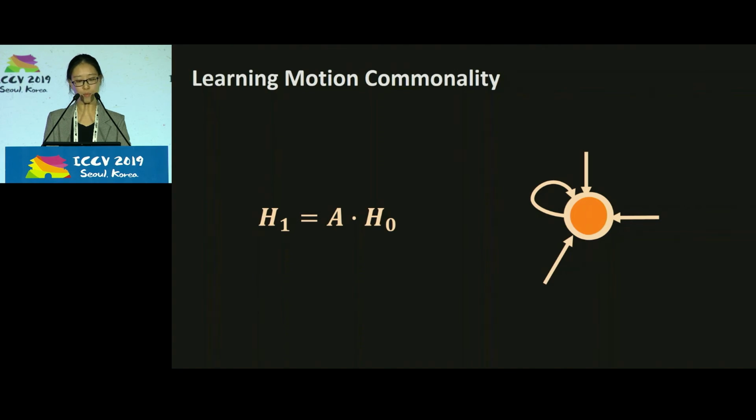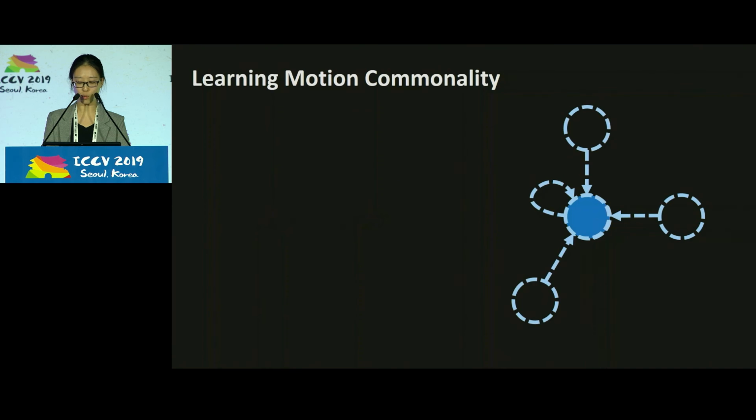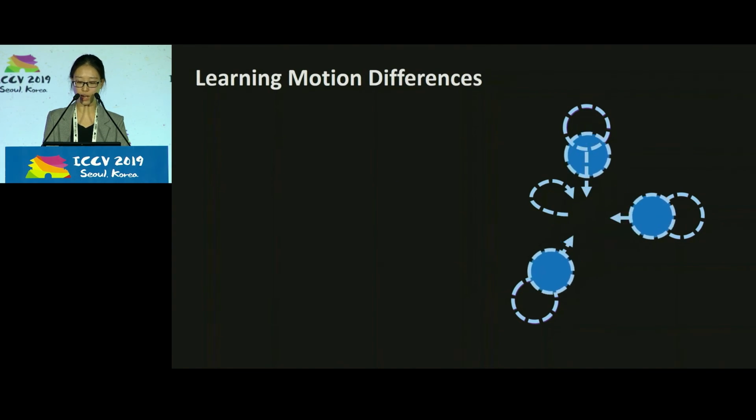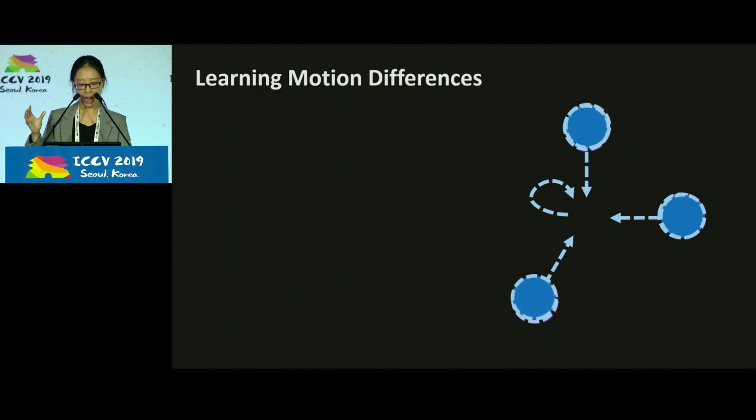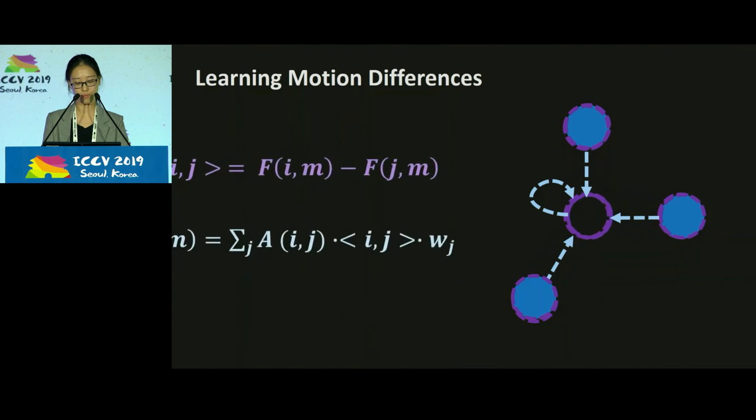The learning of the motion differences is in a similar way, only that we aggregate the motion differences rather than the general motion. Here, hip I compares its local motion to its neighbors, and then aggregates the motion differences through graph convolution.